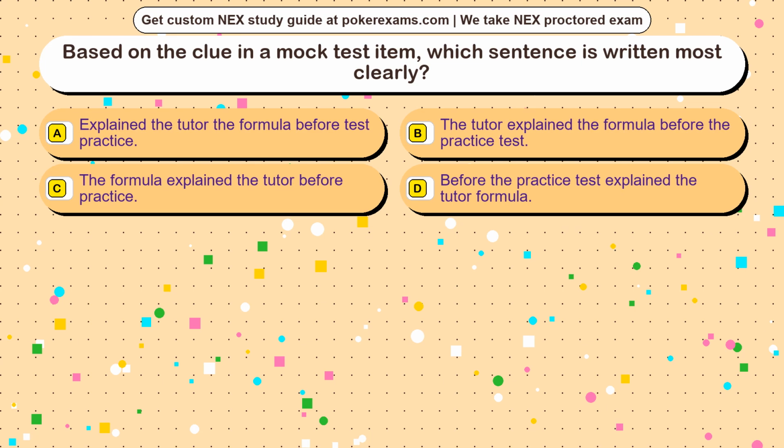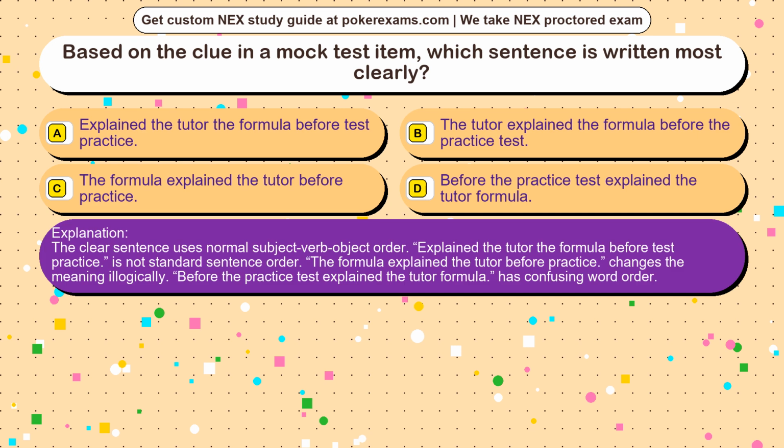The correct answer is option. The clear sentence uses normal subject-verb-object order. Explained the tutor the formula before test practice is not standard sentence order. The formula explained the tutor before practice changes the meaning illogically. Before the practice test explained the tutor formula has confusing word order.